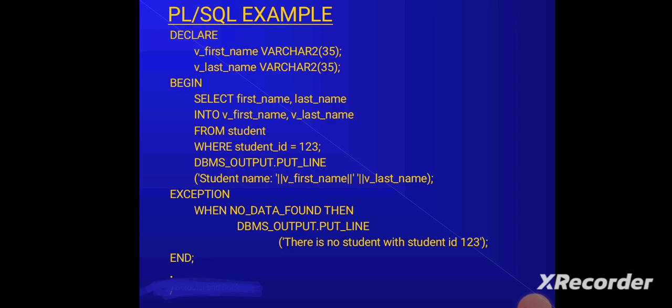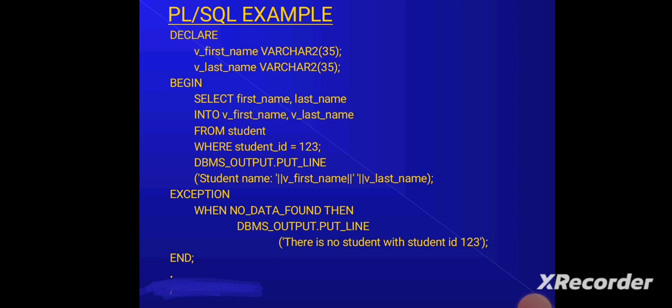These are the program concepts. So we give a command for those functions: select first name, last name from student table where student id is 123. Then when we finish the begin section, we go to the exception section. The exception section is nothing but the error handling section.